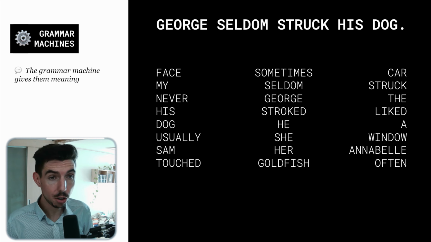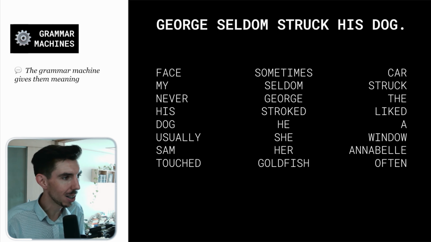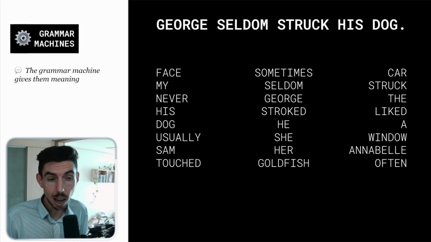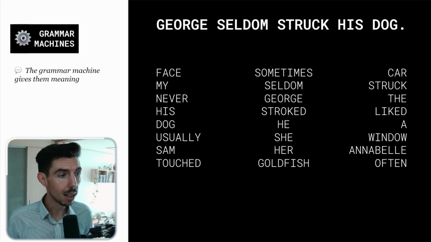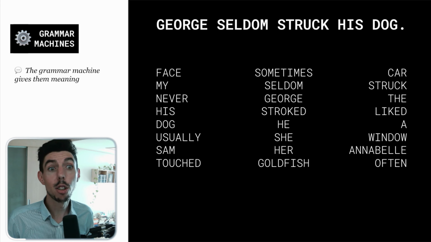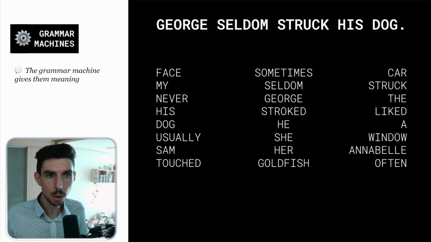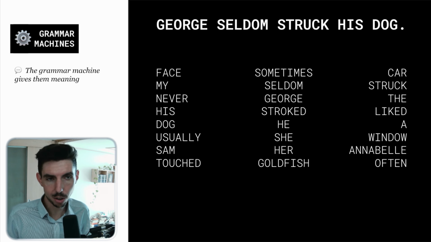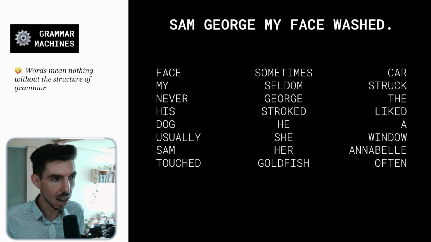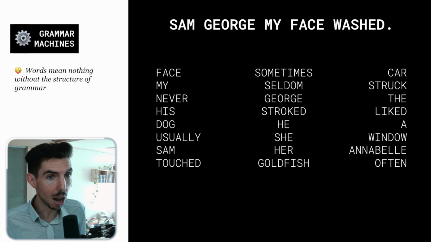George seldom struck his dog. Well, I guess that's a good thing, but again, I don't know who George is. I don't know who the dog is, but you see, this is telling a story. In linguistics, we say it's making an argument. It's saying that something is true. And you, as the listener or the reader, you can test whether it's true or false. There's nothing to test about Sam, George, my face washed.